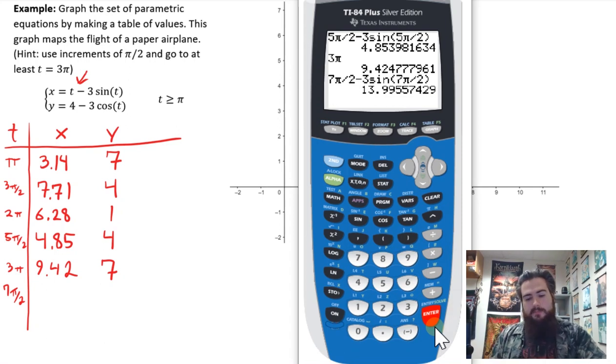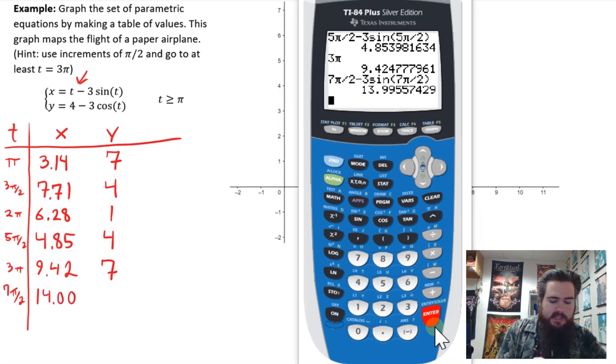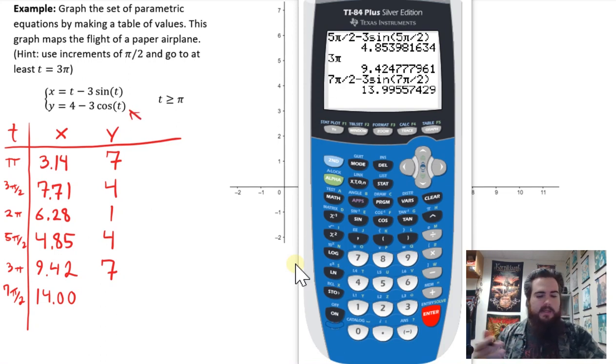We'll get 13.995, or I'll just say 14. And then if I do that for the y equation, cosine of 7 pi over 2 will be 0. So this is overall just going to be 4 minus 0. That should probably be good.